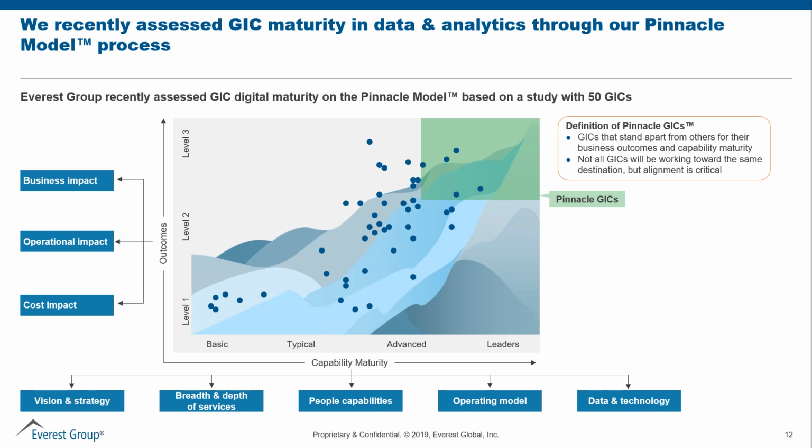What you see highlighted on the top right, we call Pinnacle GICs. These are 5 out of the 50 that we would call Pinnacle. Pinnacle meaning they have demonstrated significant outcomes across cost, operational, and more importantly, business impact, and are also fairly mature from a capability standpoint. So through the rest of this webinar, we're going to talk about what a Pinnacle GIC is doing that's different from the rest of the market. And that could serve as useful pointers for both the enterprises and the GICs attending this webinar as you think about leveraging your GICs more strategically as far as data and analytics is concerned.